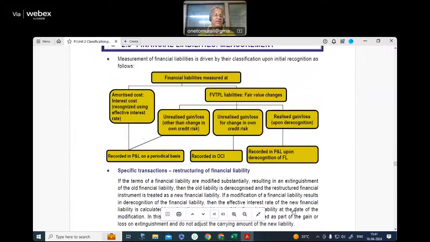So now you can see financial liabilities on which you have amortized cost, fair value through profit and loss account only. You do not have OCI there.